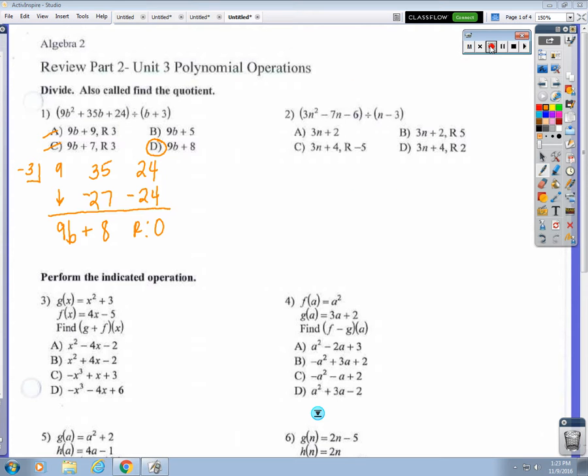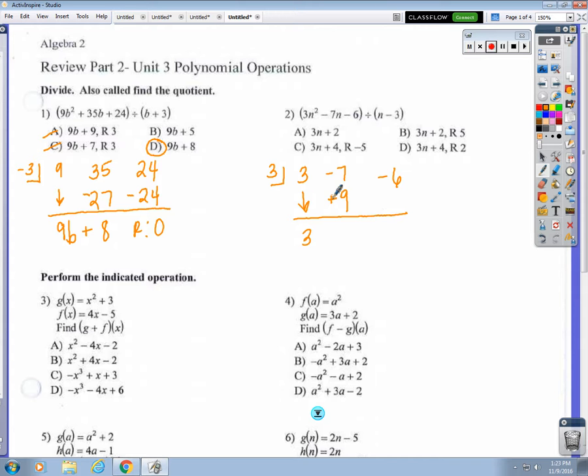Process. Anytime you're asked to divide, and you're dividing by a binomial, you can use synthetic division. Since it's n minus 3, you put a positive 3 in the box. Then you bring down the numbers, 3, negative 7, and negative 6. You leave some space and draw a line. The first number always just drops down below the line. Whatever drops below the line must be multiplied by the box number. So 3 times 3 is a positive 9.